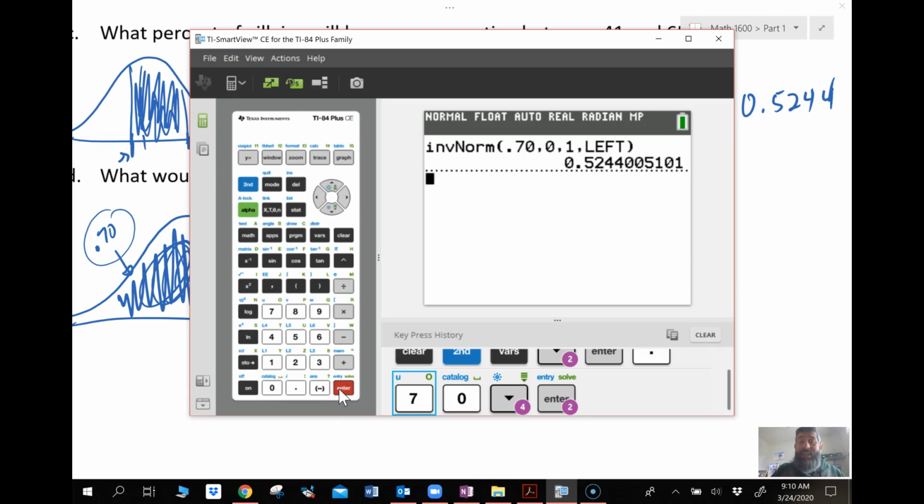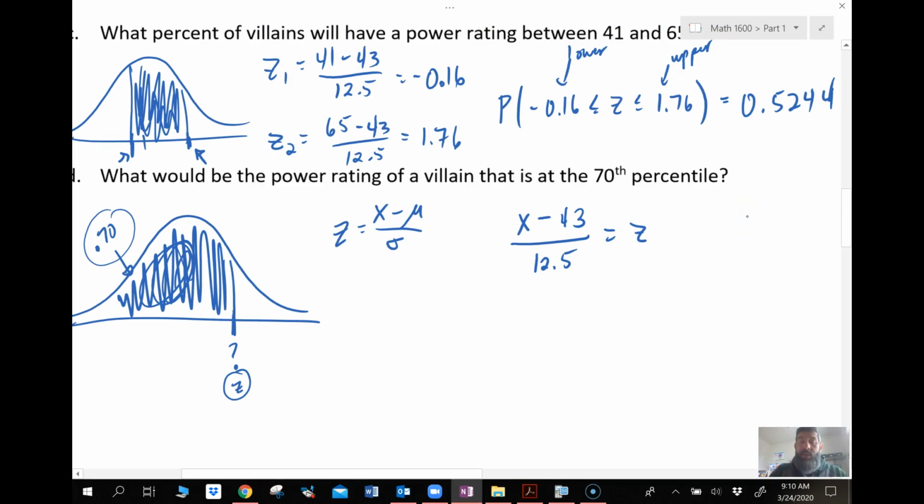So that's our z-score. For the most part, z-scores can be left at two decimal places, so 0.52 is sufficient for this one. So I'm going to go with 0.52. x minus 43 over 12.5 equals 0.52. Then I'm going to solve for x, so I'm going to do a little algebra here. x minus 43, I'm going to multiply both sides by 12.5.